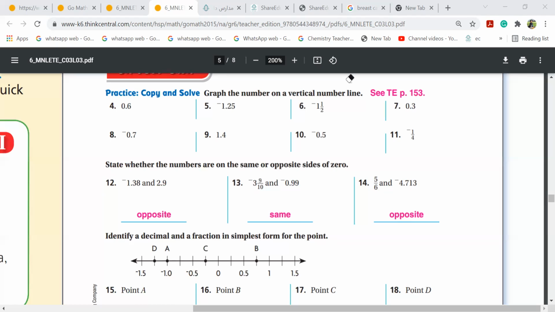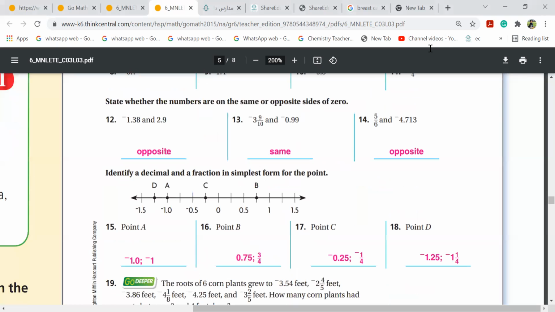Okay. And here, question number 15. What is point A? It's minus 1.0, it comes between, that is minus 1. Point B, 0.75. That is 3/4. Point C is 0.25, that is minus 1/4. And point D is again minus 1.25. Please write this down. Tomorrow I'm going to explain it to you guys.